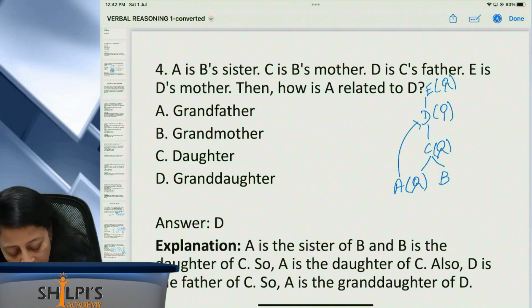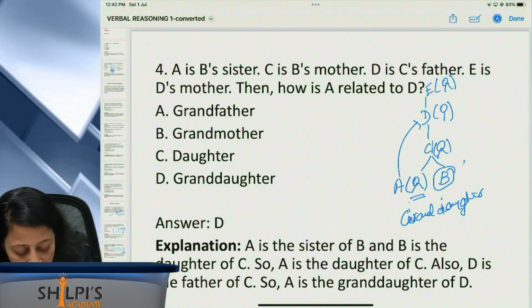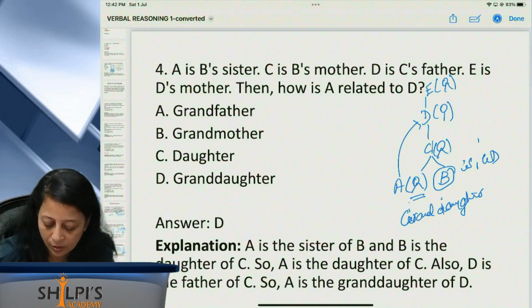Very easy question, right? We have figured it as a girl, and if you go downwards, you have two families. One is father and mother, the other one is the grandparents. So this is their granddaughter. Suppose they ask the same question about B, it is cannot be determined because you do not know whether it is a grandson or a granddaughter. Okay, students.